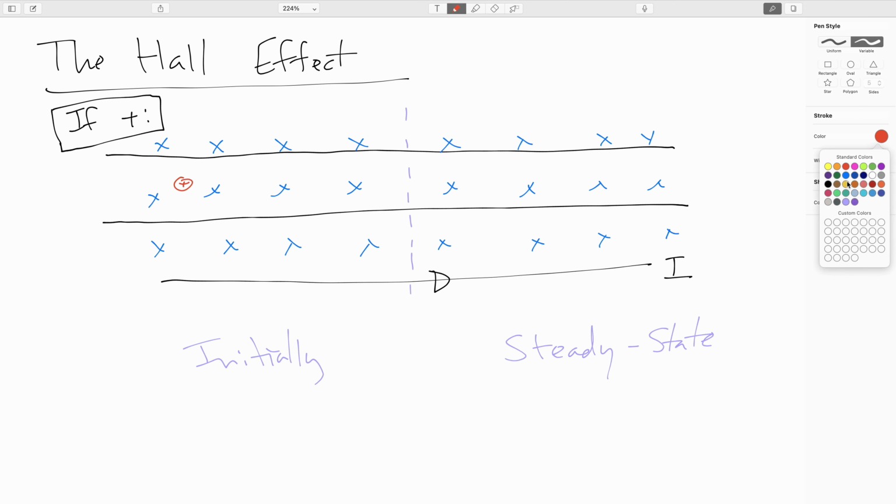So we got our positively charged carriers. They are drifting to the right. So I want you to work out the right-hand rule here to figure out which way these positively charged charge carriers would be feeling a magnetic force from our magnetic field that is into the screen. Yeah, the magnetic force would be up.